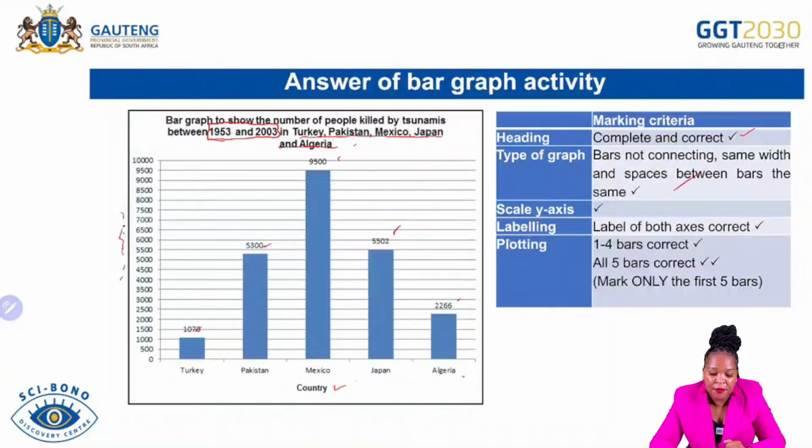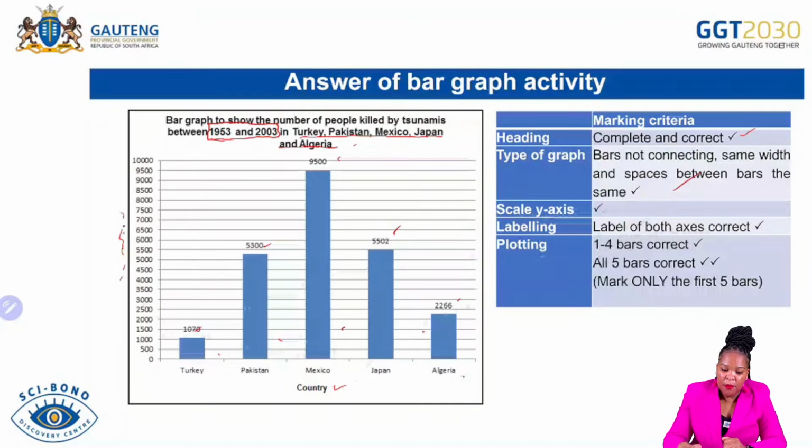The type of graph is very important. For it to be a bar graph, there must be spaces in between the bars, and then you have your y-axis here, and then the labels of both axes must be correct, and then the plotting of bars. So this is just the bars being plotted.